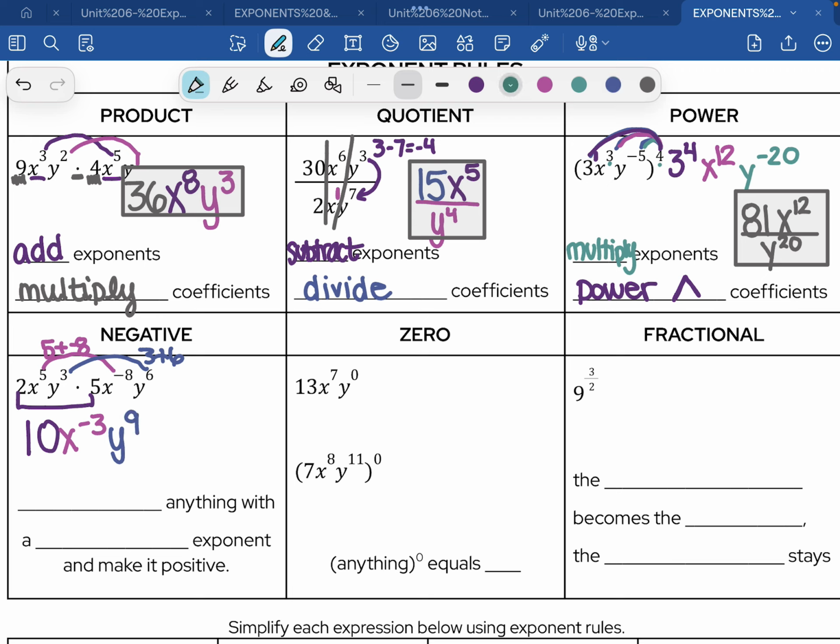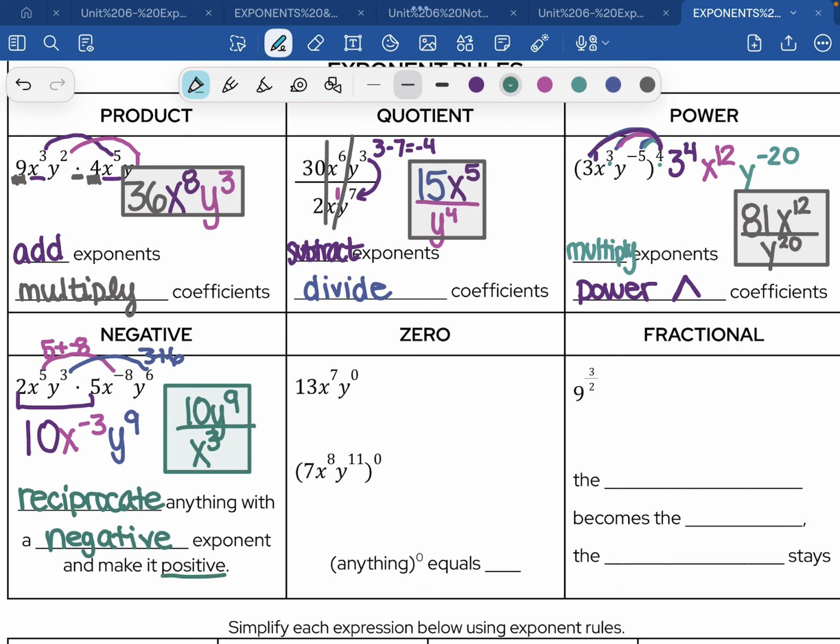When you get that negative exponent, leave everything else on top and move just the one with the negative to the bottom. And it becomes positive when you move it. So our rule down here is going to be reciprocate anything with a negative exponent and make it positive. That second part is really important because you can't have any negative exponents in your answer.